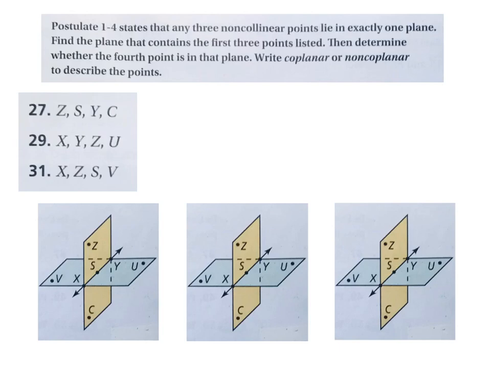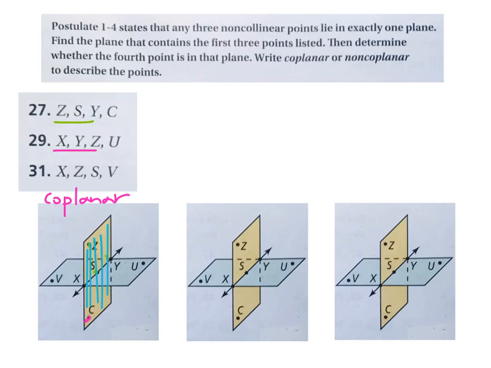So what we're looking at for number 27 is these three, Z, S, and Y. And as you can see, where those points are is that plane right there. Okay, is C also in it? Yeah, it is right there. Okay, so find the plane, determine whether the fourth point is on that plane. It is, and so the terminology we would use is that these are coplanar, meaning they're all on the same plane.